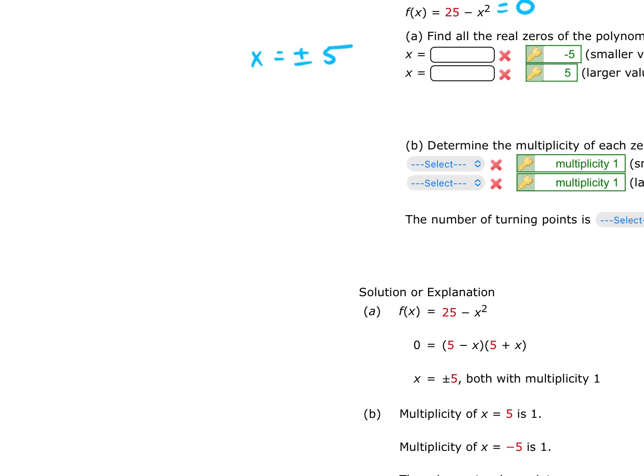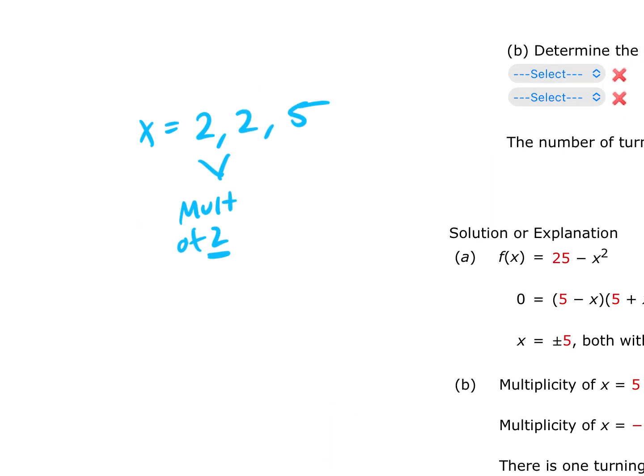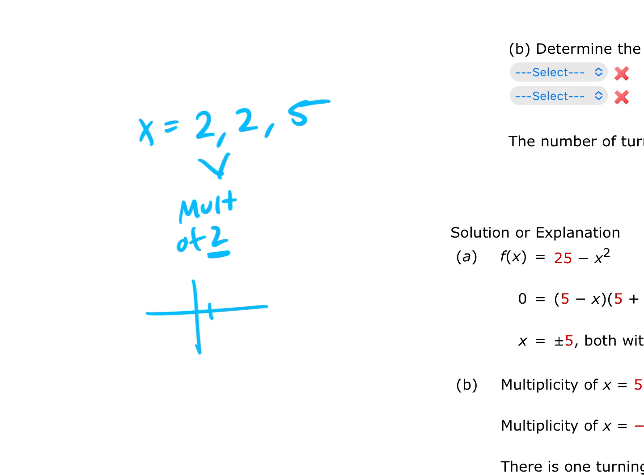If we had, hypothetically, x equals, let's say, 2, 2, and 5, we would have a multiplicity of 2 at 2. So multiplicity is just how many of that answer you have. If your multiplicity is even, it would touch and turn. So at 2, we would touch and turn. So it bounces off of the x-axis. If your multiplicity is odd, so at 5, it would go through the x-axis, depending on what your function is.